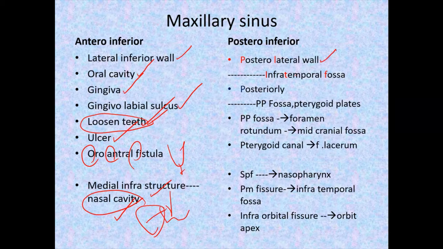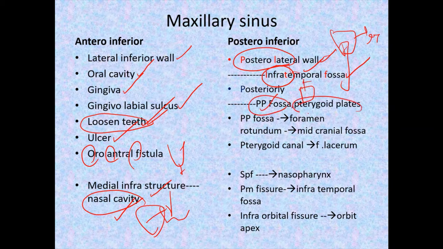Posteriorly, the posterolateral wall of the maxillary sinus is nothing but your infratemporal fossa, so the infratemporal fossa can be involved. If it goes posteriorly, it reaches the pterygopalatine fossa and pterygoid plates. Through the pterygopalatine fossa, it can go to the foramen rotundum, and it can reach the middle cranial fossa. That's why I told you all those relations. The foramen rotundum carries the maxillary division of the trigeminal nerve.